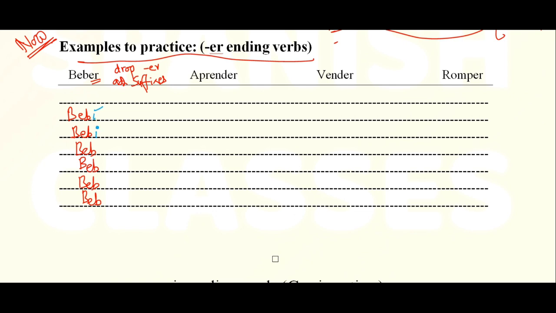Bebí, bebiste, bebió. We can find first person and third person with accent. Bebimos, bebisteis, and bebieron.